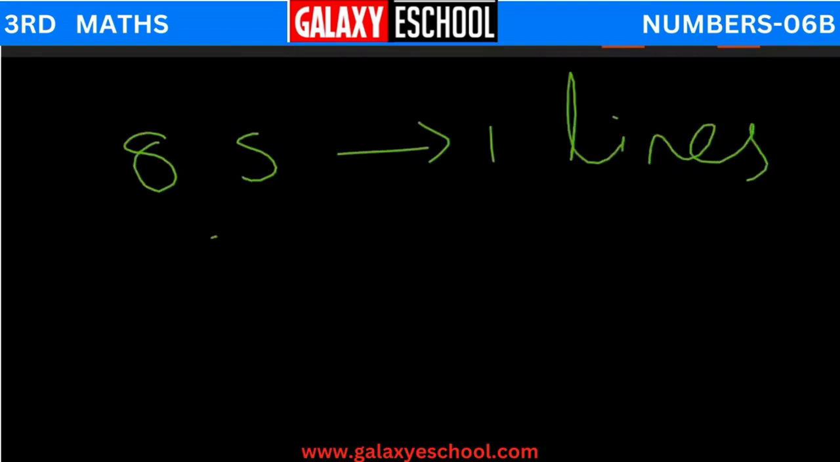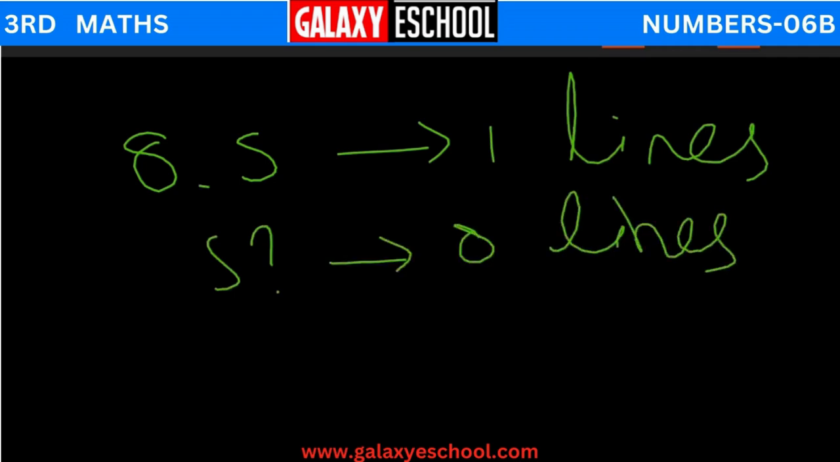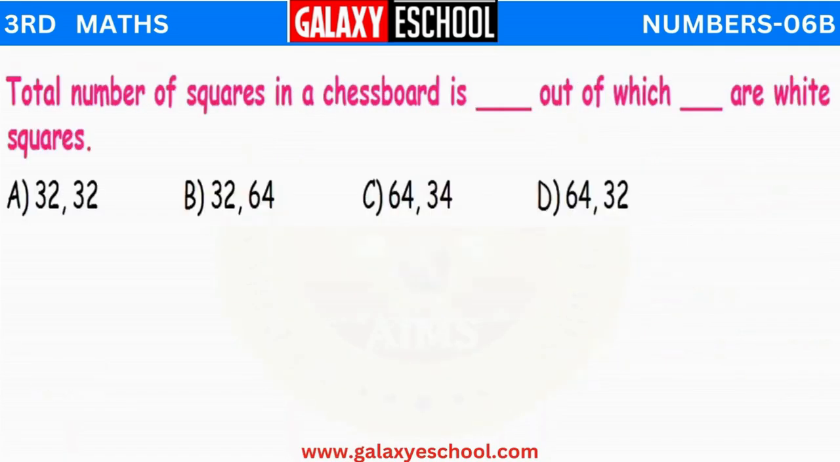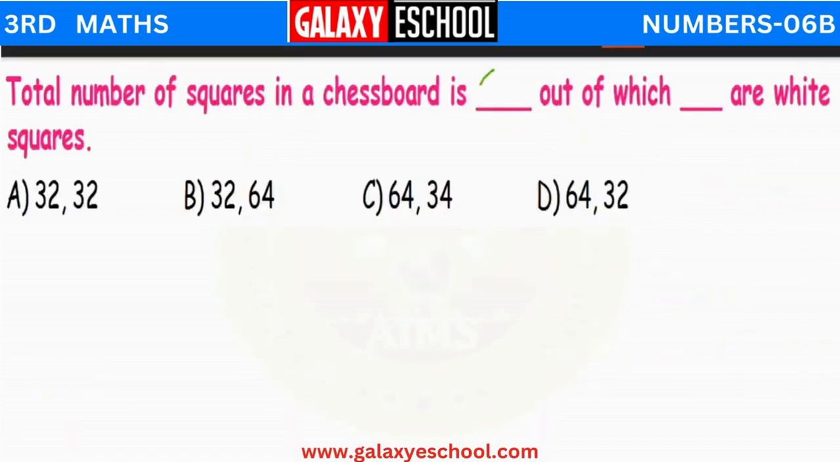Then how many squares are there in 8 lines? How do you find out, children? We need to multiply. 8 8s are 64. There are in total 64 squares on a chessboard. So what is the answer here? 64. The total number of squares in a chessboard is 64.